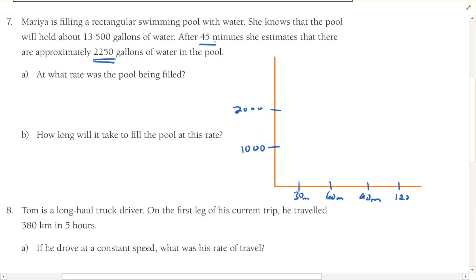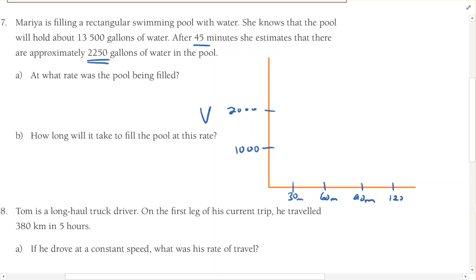I've set up a graph here to show you where we're going to get this from. On the left side, I've got volume of water, so we'll call that V, measured in gallons. And then on the bottom, I've got time in minutes, so T in minutes. Now at time 0, right here, the volume is also going to be 0. So we have a point that starts right there. The next point is at 45 minutes, between 30 and 60 minutes, where it says there's going to be 2,250. So that would look something like this, a point up about there.